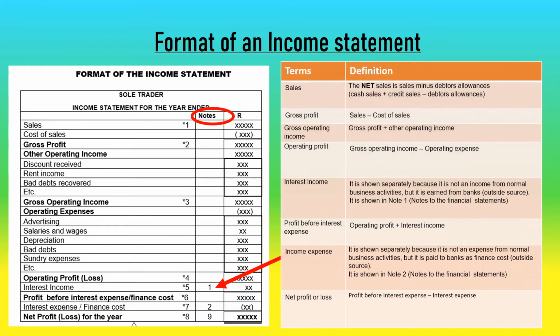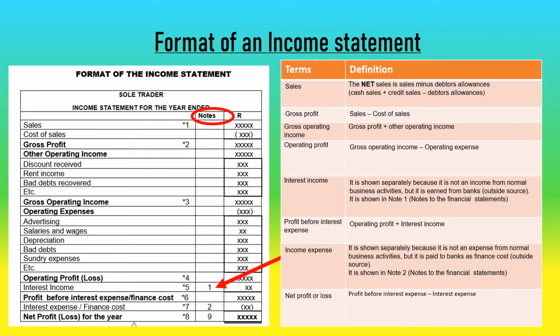Another reason why interest income and interest expense, or any other element on your income statement, is shown separately is because it is not part of your normal business activities. That's another reason why sometimes numbers are supported with a note, because it's not part of your normal business activity to earn interest income and interest expense. Those are your common ones which you will always have a note for.